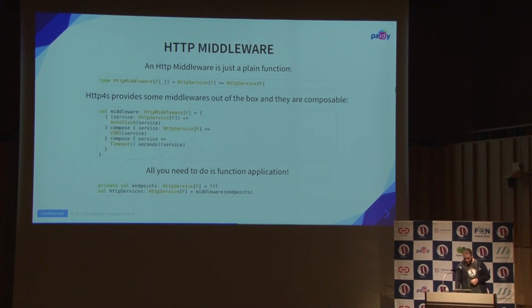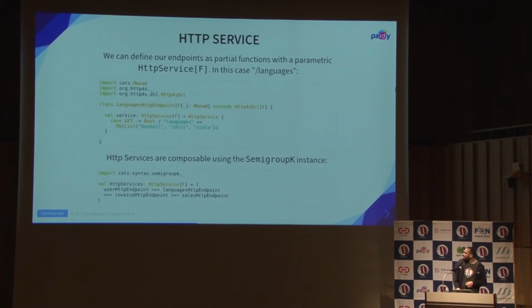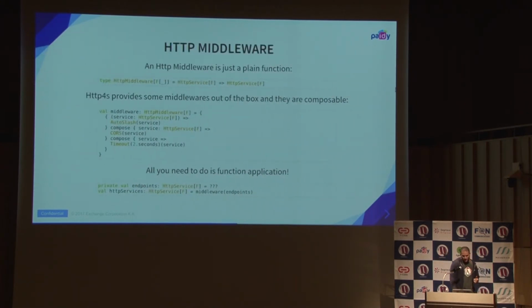And let's say we have, from the previous slides, right? If you compose all your HTTP services and you just have one single variable of HTTP services, then you can apply your middleware as a function application to all your endpoints, right? So all your endpoints will support CORS, and we will support the same timeout. I find this super powerful, right? It's just functions, so you can reason about functions.